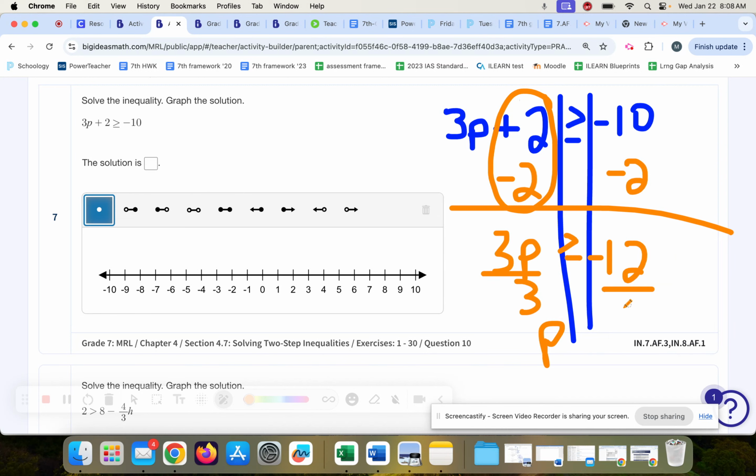We divided by a positive, so the inequality does not switch. So p is greater than or equal to 12 over 3, and the negative in the 12 makes the answer a negative. So closed circle, pointing to the right at -4.